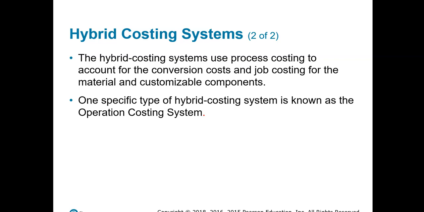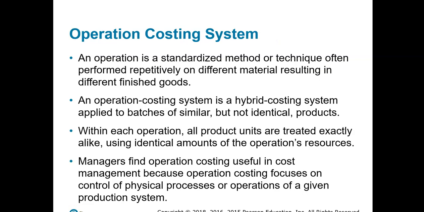Now, one specific type of hybrid costing system is the operation costing system. So let's take a look at the operation costing system. An operation is a standardized method or technique often performed repetitively, so we're doing the same thing over and over again. So kind of like process costing, but on different material, resulting in different finished goods. And we'll look at the illustration in the book here in just a moment to go over that and really understand what an operation costing system is and see it from the book itself.